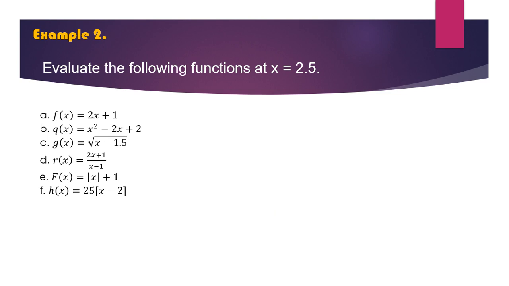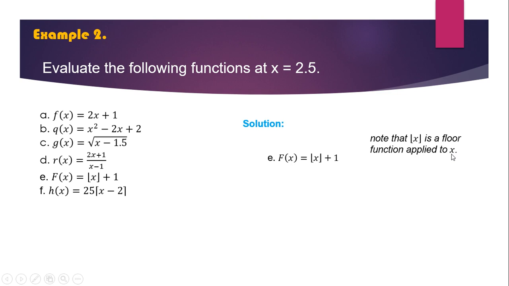So let's proceed to letter E. Letter E, f of x is equal to the floor function of x plus 1. So in this problem, let us note that the floor function of x is a floor function applied to x. So the same process, we're just going to replace x with 2.5. So equals to the floor function of 2.5 plus 1. So to get the floor function, round down 2.5, which is 2.